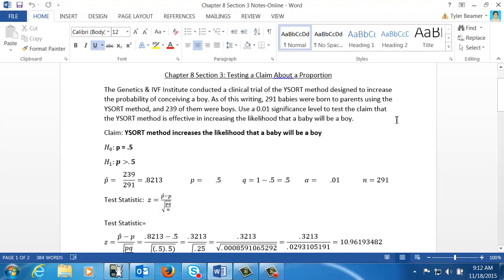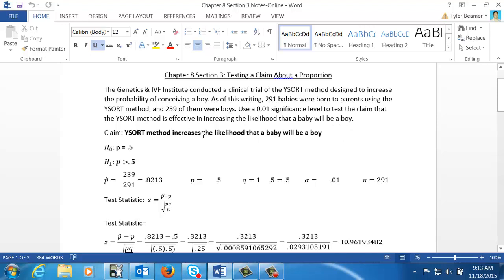I have the notes pulled up here. Here's the problem that we will use as our reference. The Genetics and IVF Institute conducted a clinical trial of the Y-sort method designed to increase the probability of conceiving a boy. As of this writing, 291 babies were born to parents using the Y-sort method, and 239 of them were boys. Use a 0.01 significance level to test the claim that the Y-sort method is effective in increasing the likelihood that a baby will be a boy.